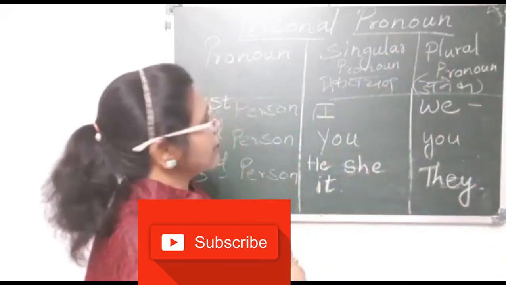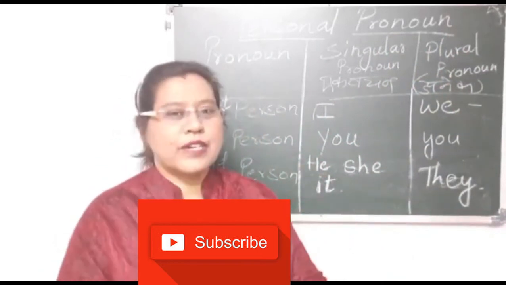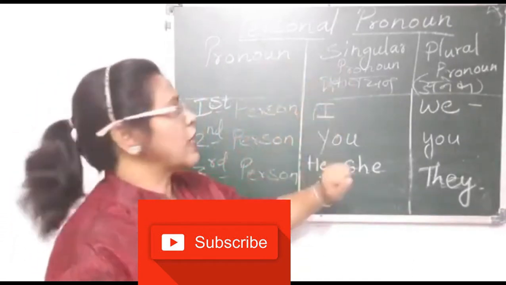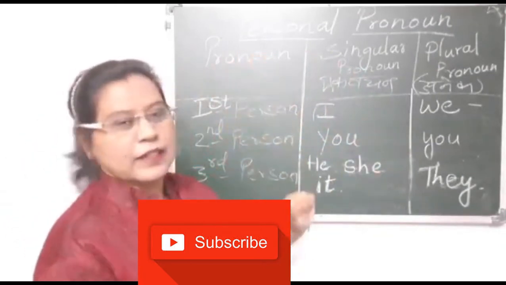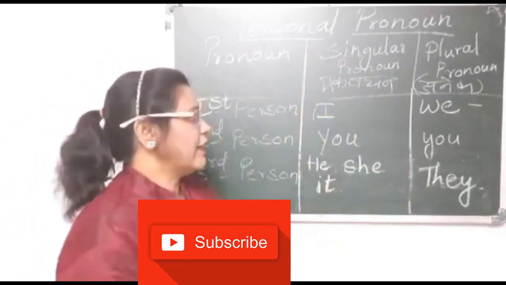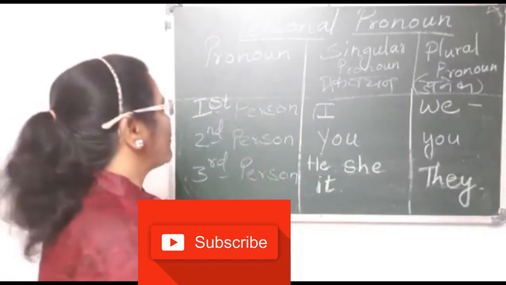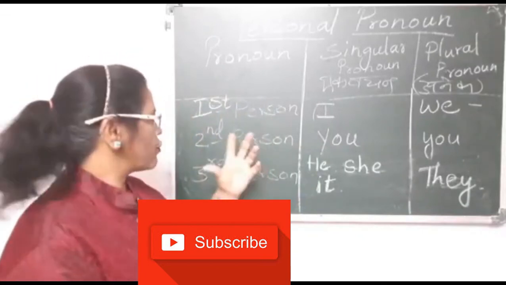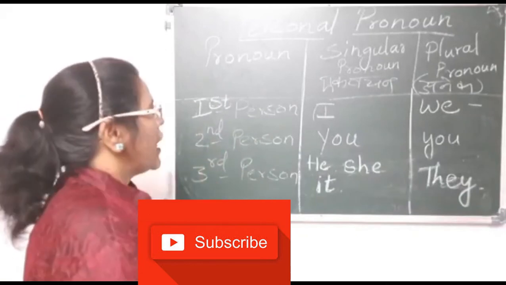So basically, my dear friends, there are a total of 7 kinds of pronouns in the English language. The very first one is the personal pronoun. Personal, as you know, persons. Here one chart is given to you to understand very clearly, so please just listen carefully and try to understand it. So personal pronoun we are going to learn. A pronoun refers to 3 persons: the first person, second person and the third person.